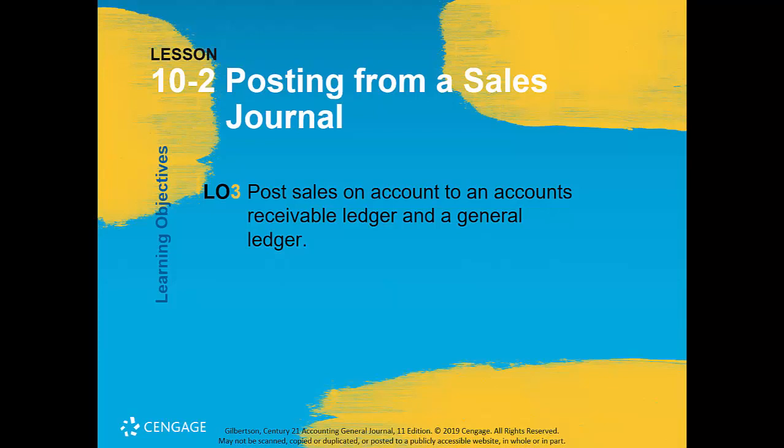What we're looking at in 10-2 is really taking information from our sales journal, posting it into our subsidiary ledger, and then totaling and proving our sales journal. Totaling and proving our sales journal is a little bit harder than totaling and proving our purchases journal. Our purchases journal only had one column for numbers, whereas our sales journal has three columns for numbers.